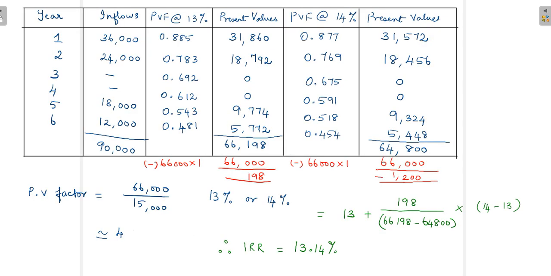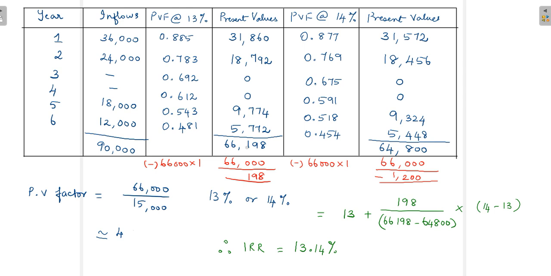Similarly, we will find out for machine B and machine C. So the first step is we find the PV factor. In this case, the initial investment is 66,000 divided by the average of inflows. You add up the inflows, and we find it is 90,000 divided by the number of years, 6 years. So 90,000 divided by 6 years is 15,000. So the PV factor is approximately 4.